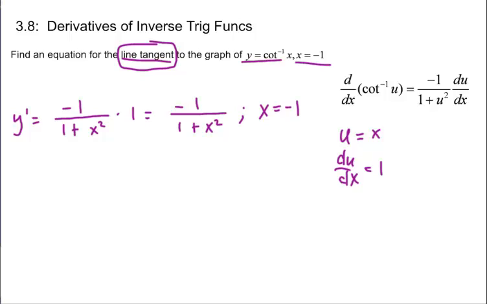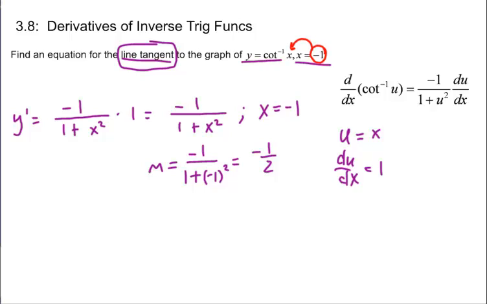So what do we do? Well, we say negative 1 over 1 plus negative 1 squared, and determine what this is going to be, which looks like negative 1/2. So this is our slope. We've got an x value. How do I find my y value? I take my x value and put it in for my arc cotan.